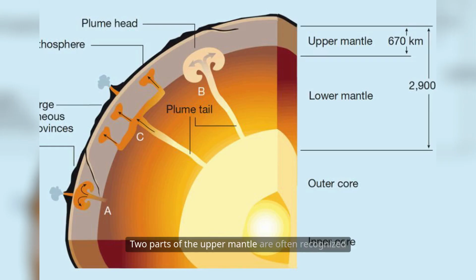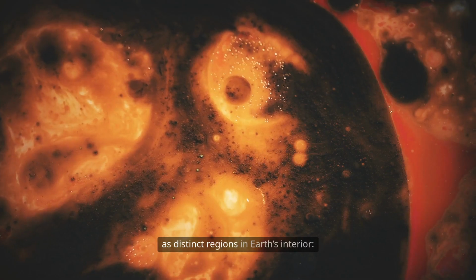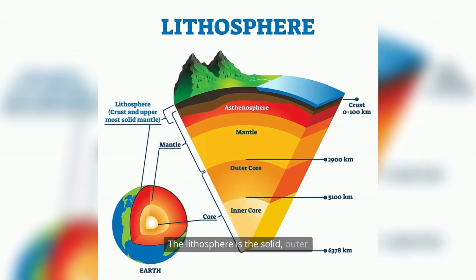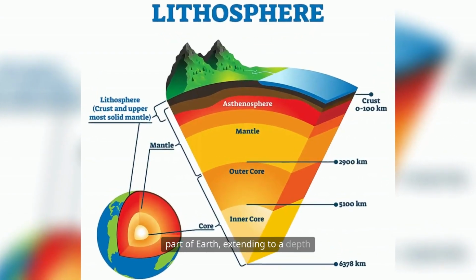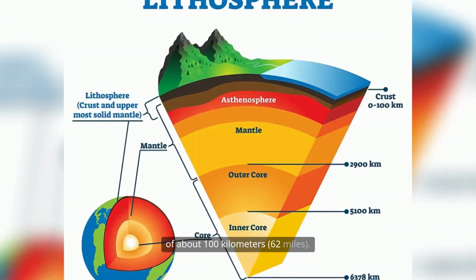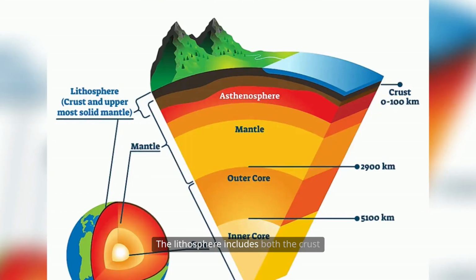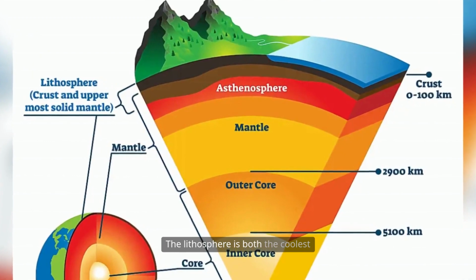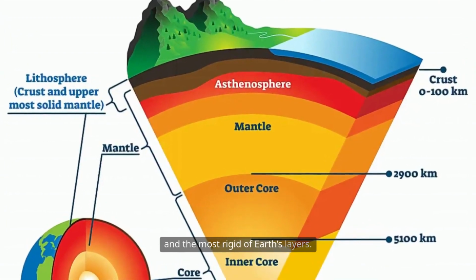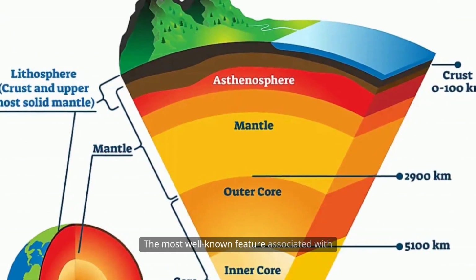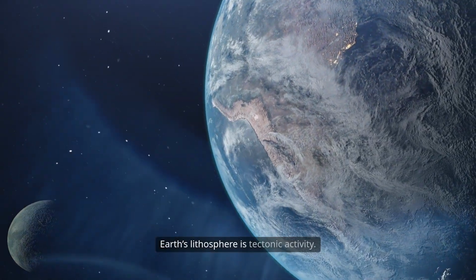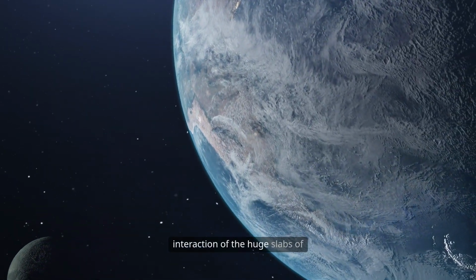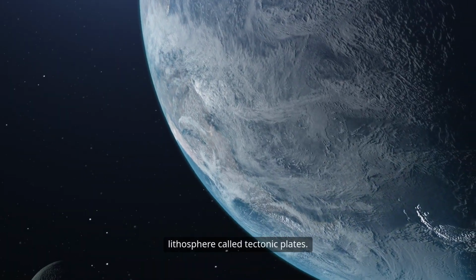Two parts of the upper mantle are often recognized as distinct regions in Earth's interior: the lithosphere and the asthenosphere. The lithosphere is the solid outer part of Earth, extending to a depth of about 100 kilometers, 62 miles. The lithosphere includes both the crust and the brittle upper portion of the mantle. The lithosphere is both the coolest and the most rigid of Earth's layers. The most well-known feature associated with Earth's lithosphere is tectonic activity. Tectonic activity describes the interaction of the huge slabs of lithosphere called tectonic plates.